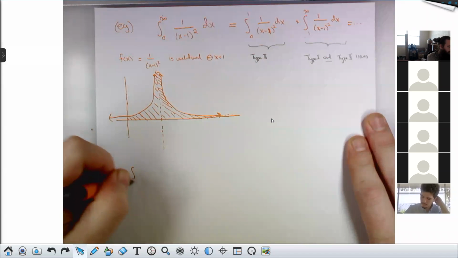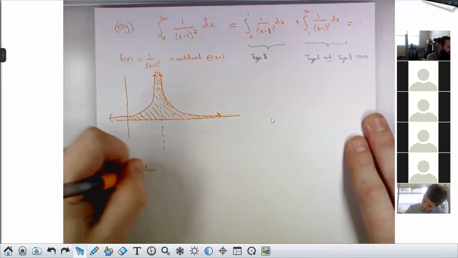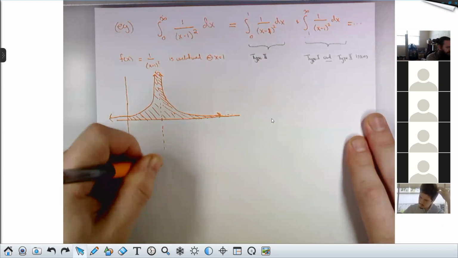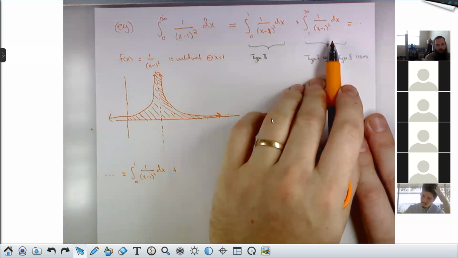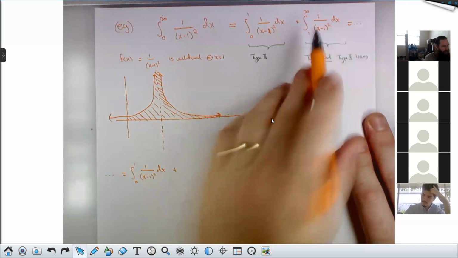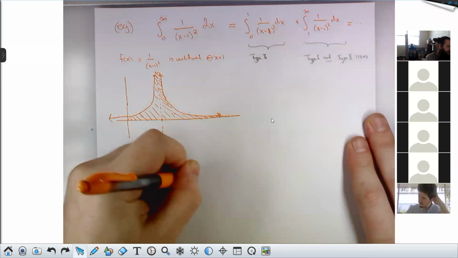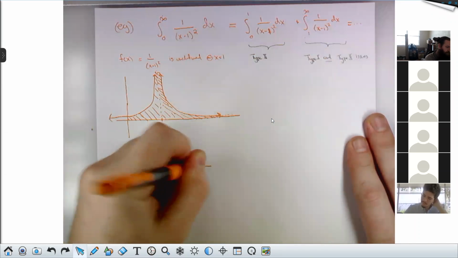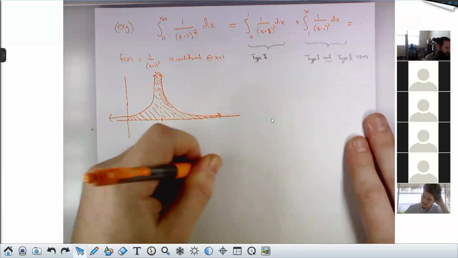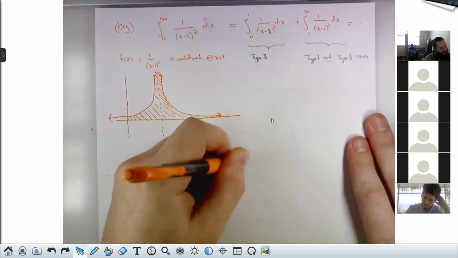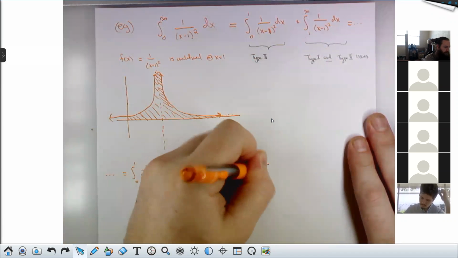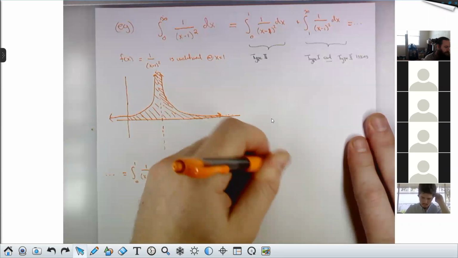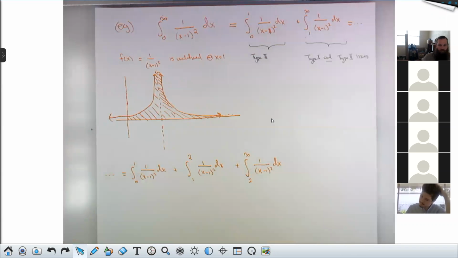This would be integral 0 to 1 of 1 over (x minus 1) squared dx, plus, now this guy I need to split up also, because I've got a problem at 1, and I also have to go all the way out to infinity. So I would call that maybe integral 1 to 2 of 1 over (x minus 1) squared dx. And then integral 2 to infinity. I chose 2 arbitrarily. We could have chosen something else. 1 over (x minus 1) squared dx, like this. So now each of these only has one problem.